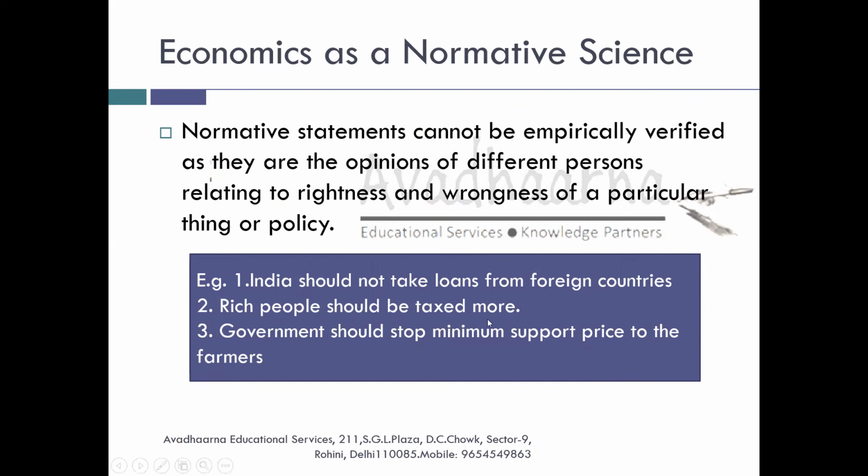Rich people should be taxed more. Government should stop minimum support prices to the farmers. So again, these are all suggestive statements, different opinions of different persons related to rightness and wrongness of a particular thing or policy.